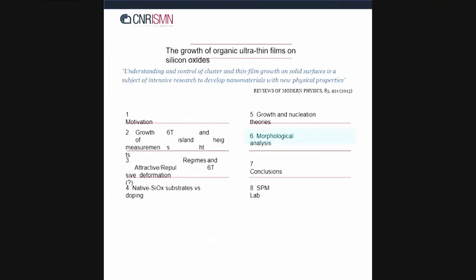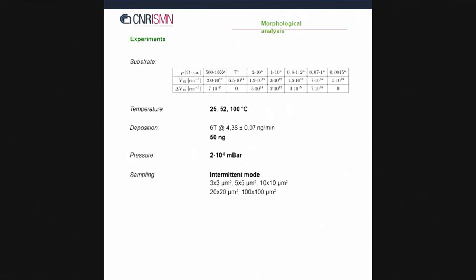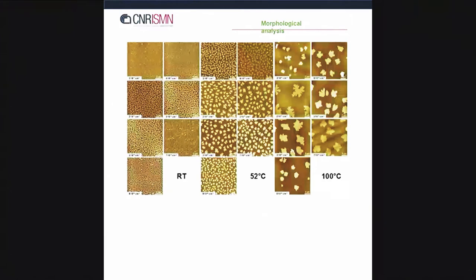A morphological analysis, which here is possible only with scanning probe microscopy, has been done on all samples for three different temperatures, by depositing the same amount of material, 50 nanograms, at the same pressure, 10 to the minus 8. We took a lot of images at different scales, because changing the surface energy also changes the size of the islands, so you have to change the scan size of your images.